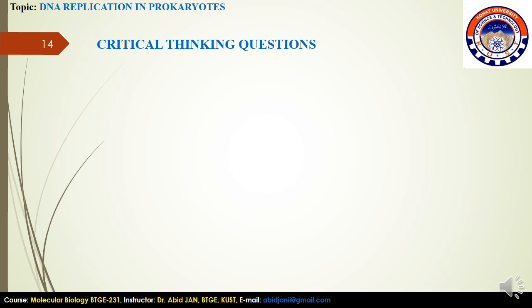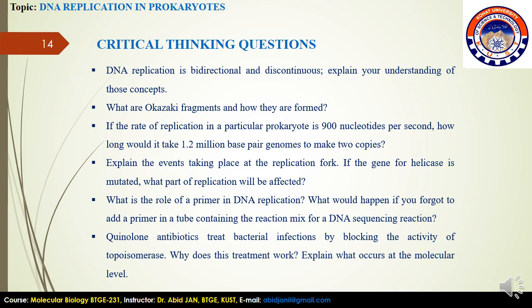Critical thinking questions. Number 1. DNA replication is bidirectional and discontinuous. Explain your understanding of those concepts. At an origin of replication, two replication forks are formed that are extended in two directions. On the lagging strand, Okazaki fragments are formed in a discontinuous manner.